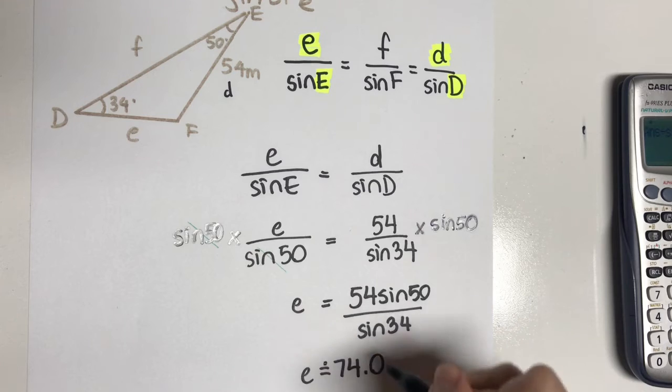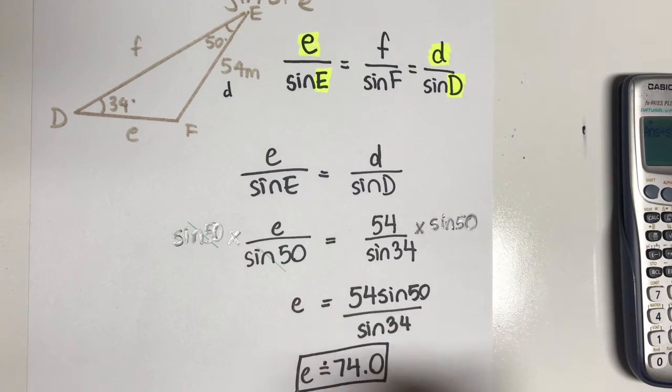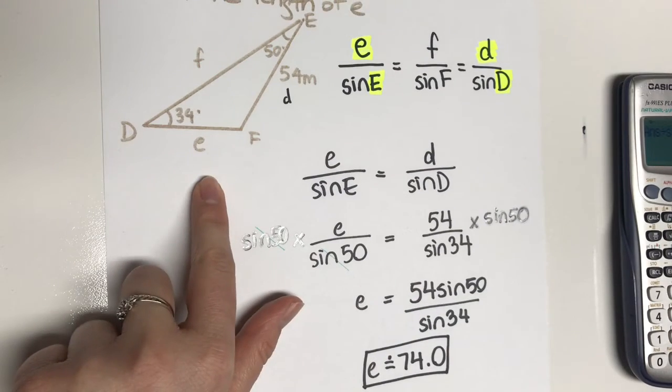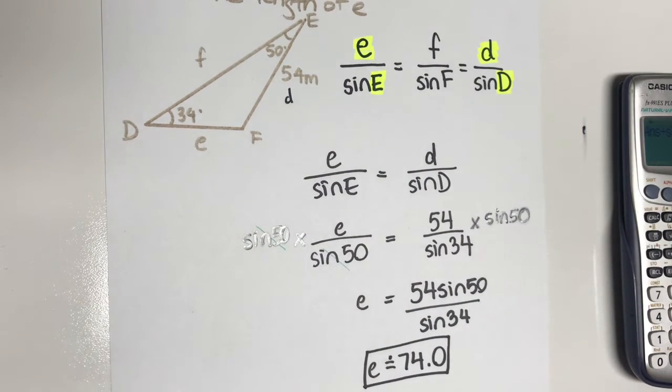And remember, this dot means that I've rounded. Okay, and that's my final answer. That means that side length E is 74 meters.